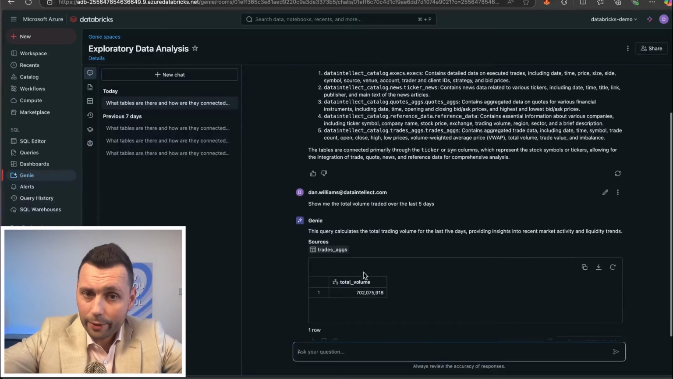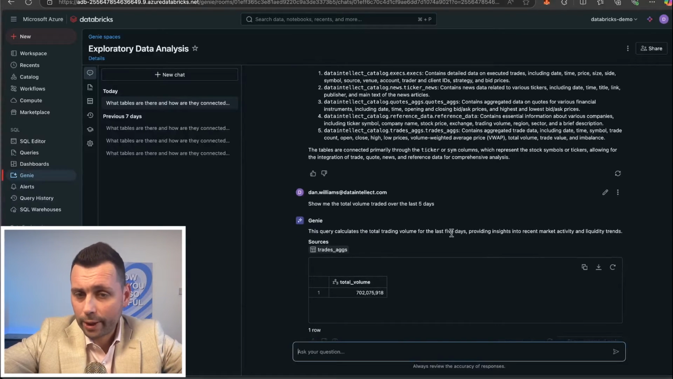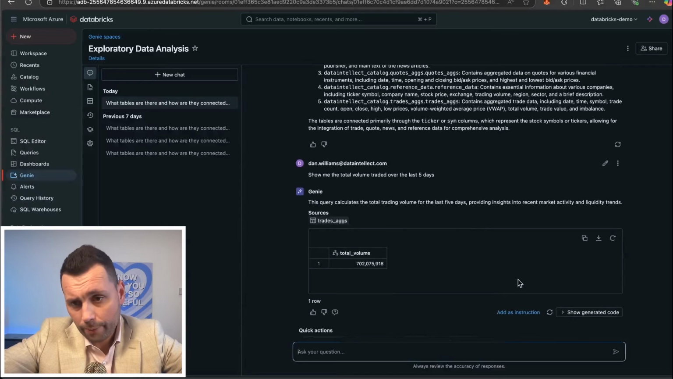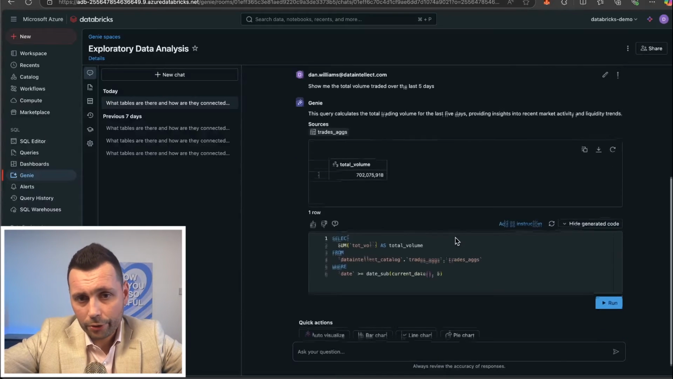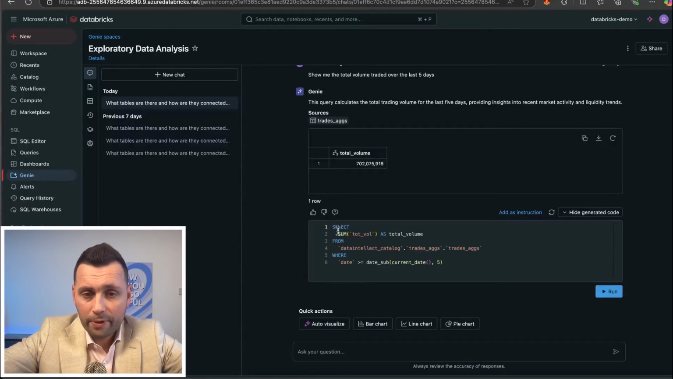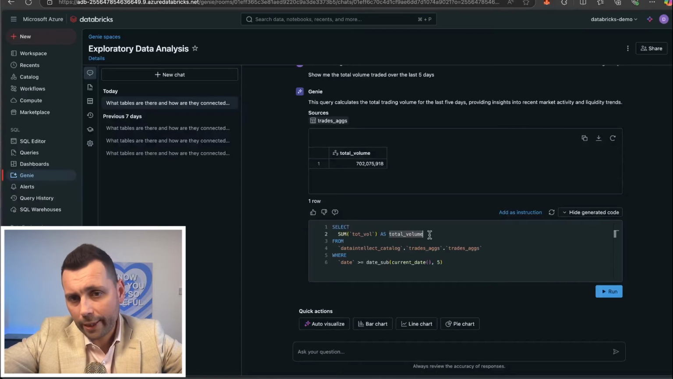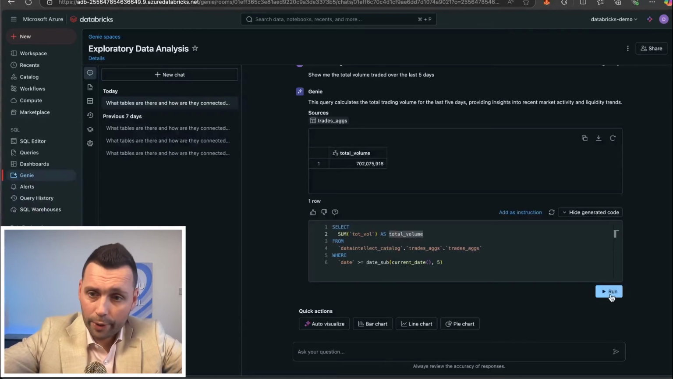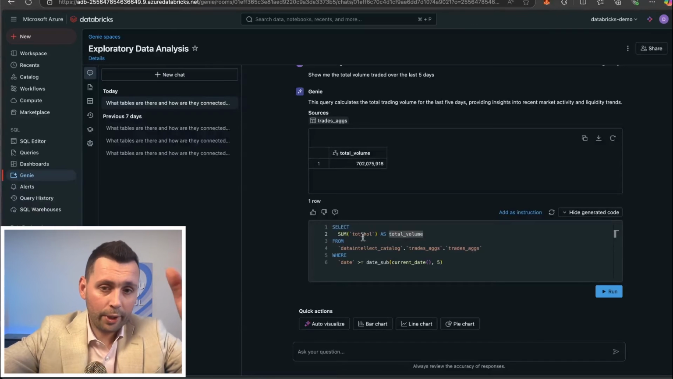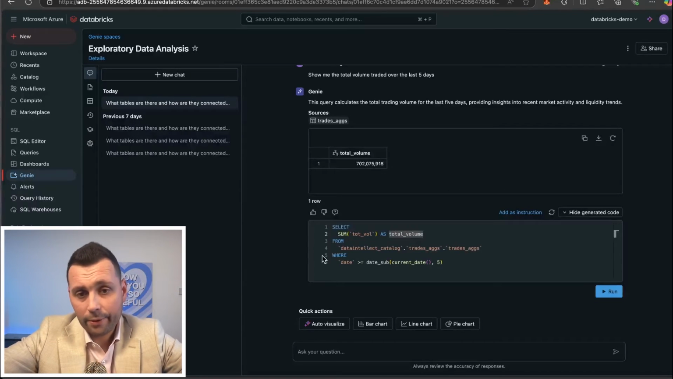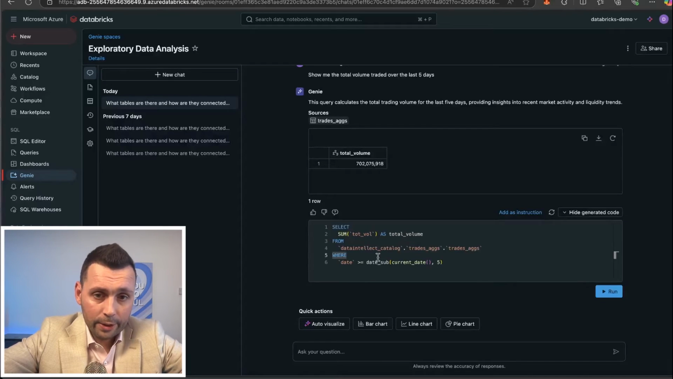Now this query calculates the total trading volume for the last 5 days. We can see the total volume and we can check the generated code to see whether this makes sense. So it's perfectly fine. It just summed up the total volume as total volume from the trades table. We can see the sources that Genie tapped into, and we can also see the SQL query. We can also modify it if we wish, and we can always rerun it if, for example, Genie had made a mistake. But in this scenario, Genie ran this query perfectly fine.